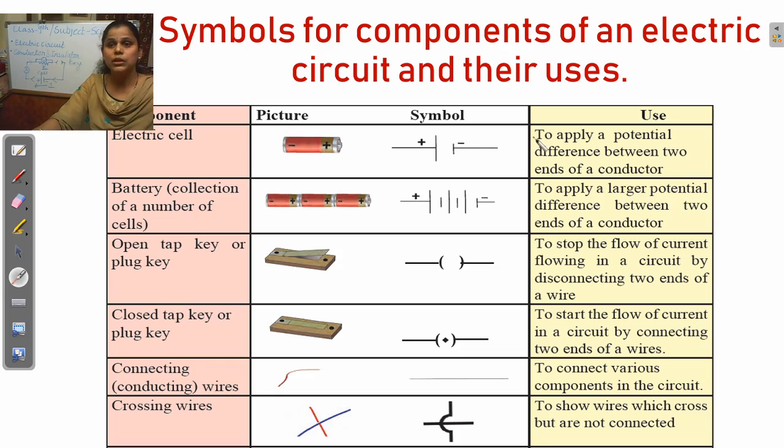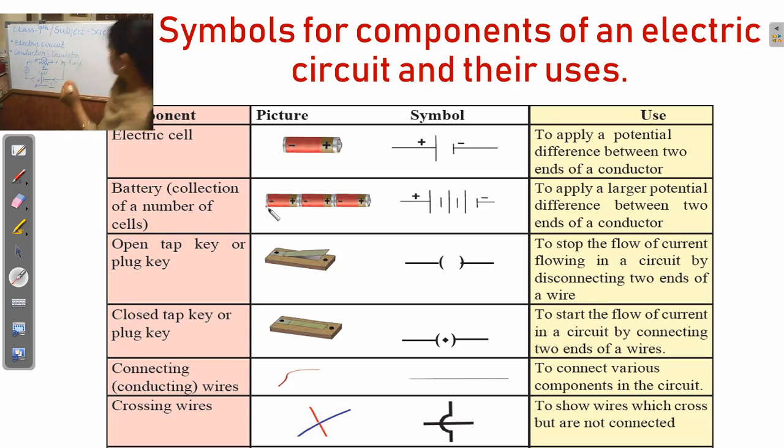Then what is the use of an electric cell? The use is to apply the potential difference between the two ends of the conducting wire, to the conductor. Okay.